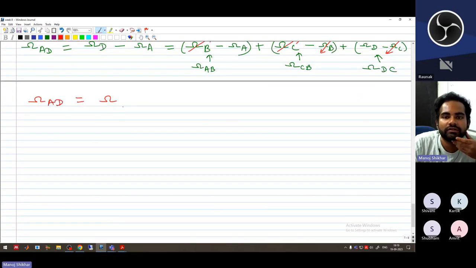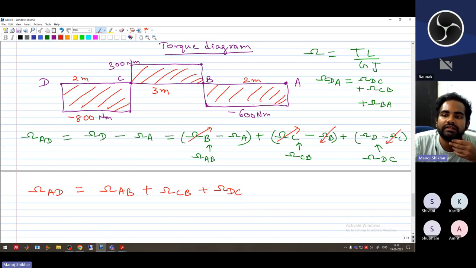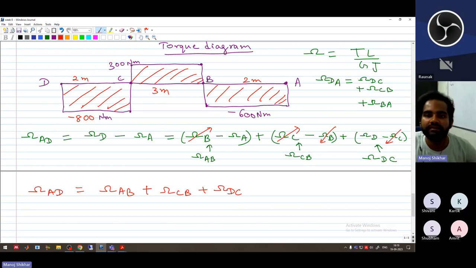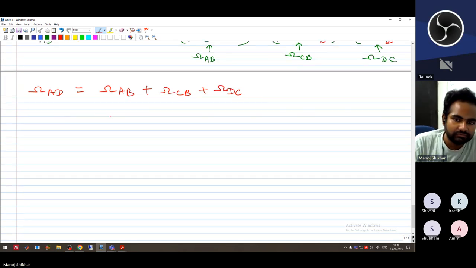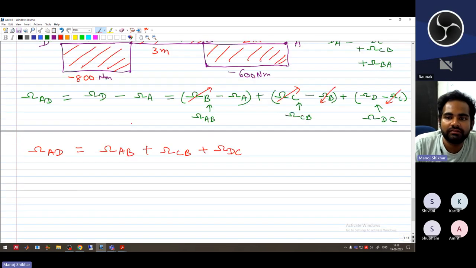So omega AD is what? Omega AB plus omega CB plus omega DC. So if we add the individual angles of these zones BA, CB and DC, we will get the total relative change in the angle. Okay. So in between omega AB, torque is constant.